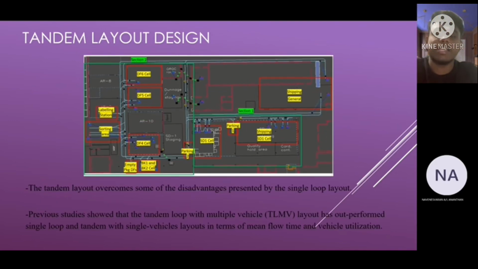Next, we will look into the tandem layout design. The tandem layout overcomes some of the disadvantages presented by the single loop layout. This layout design is decomposed into non-overlapping loops, which can contain one or more vehicles. Previous studies showed that the tandem loop with multiple vehicles, TLMV, layout has outperformed single loop and tandem with single vehicle layout in terms of mean flow time and vehicle utilization. The main advantage of TLMV is that it is less susceptible to vehicle breakdown.